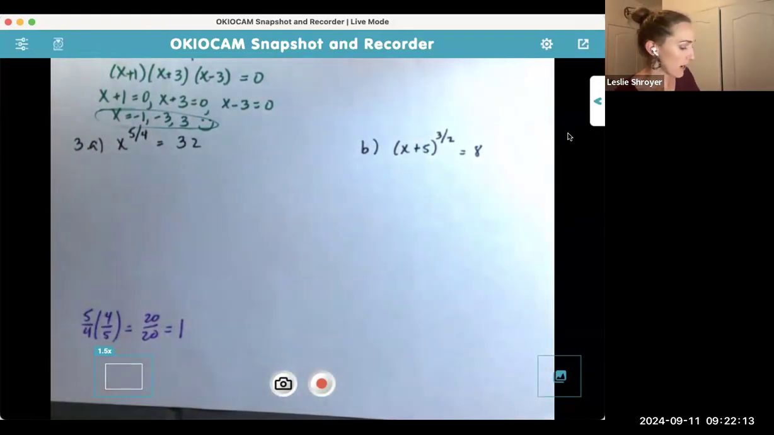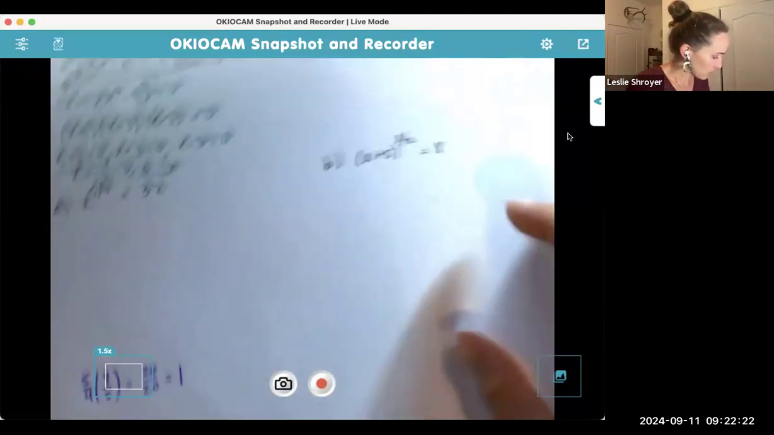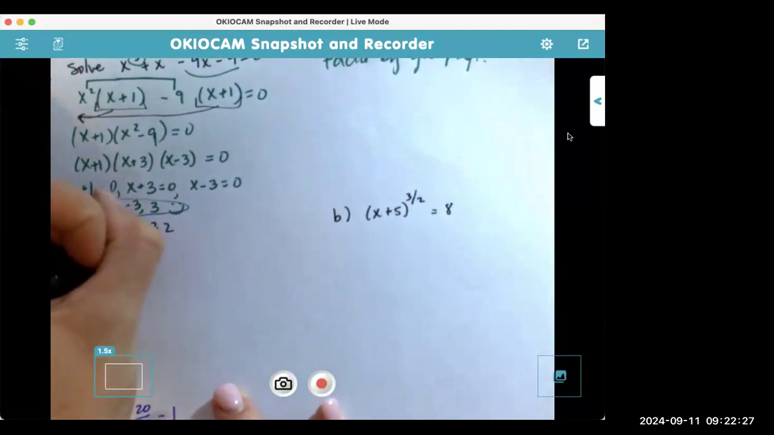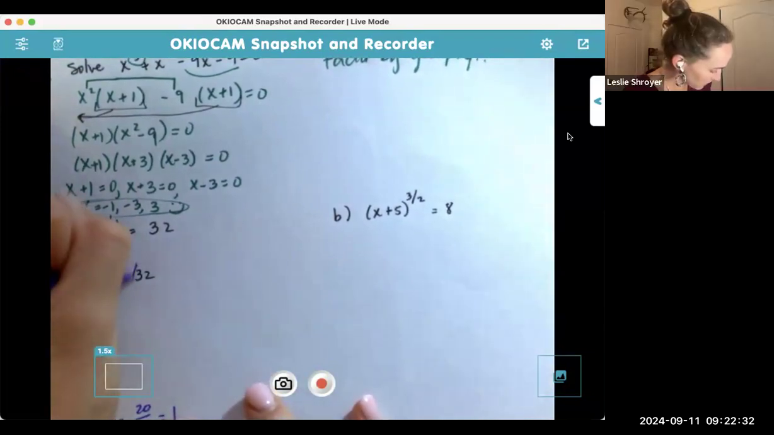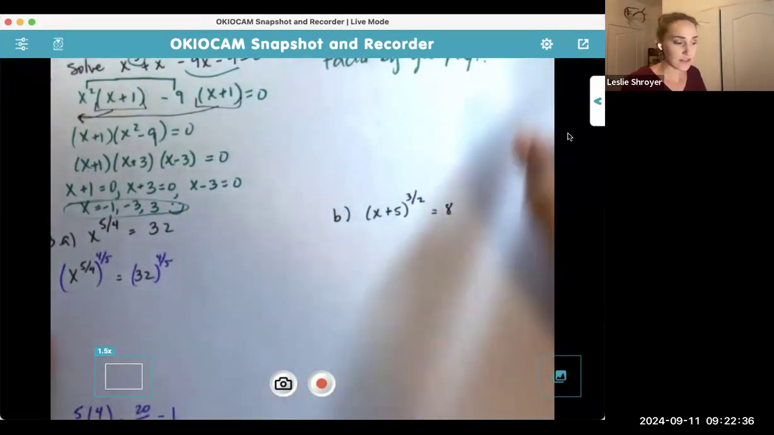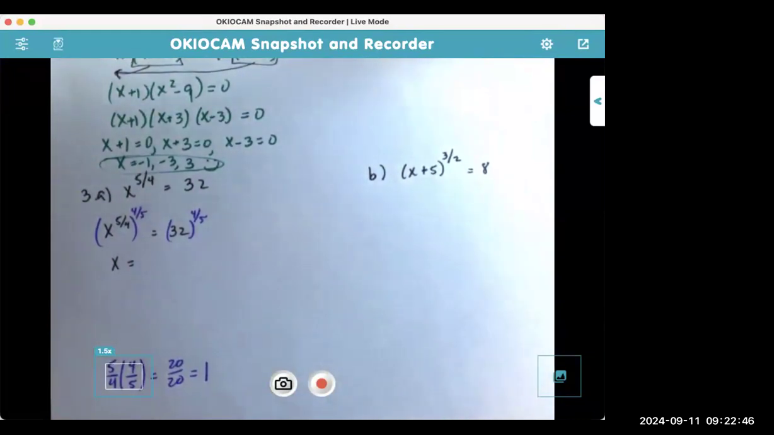Okay. So we raise both sides to the 4/5 because, again, whatever we do to one side, we have to do to the other. So let me just rewrite it so I have room. So x to the 5/4 equals 32. Now we're going to raise both sides to the 4/5. So over here on the left, we already established, hopefully, that x to the 5/4 raised to the 4/5 is just plain old x to the first power, right?